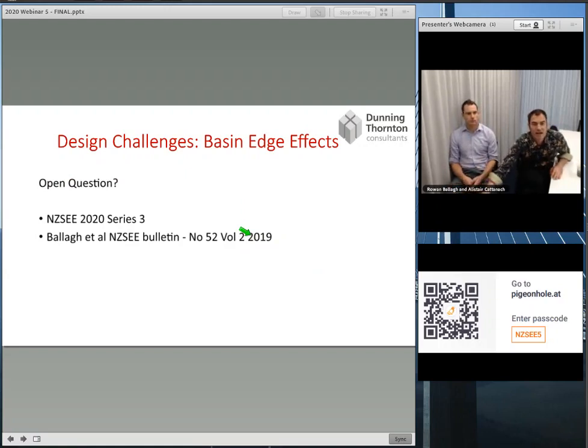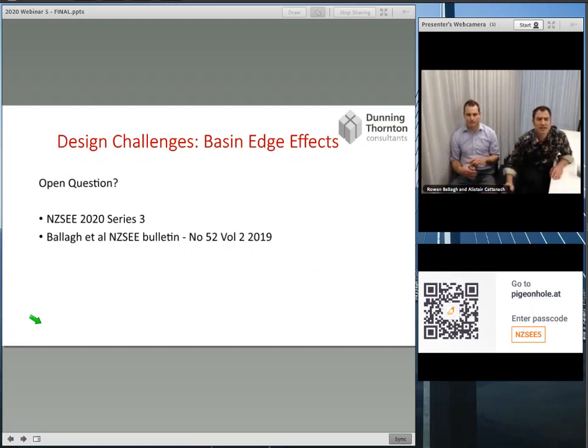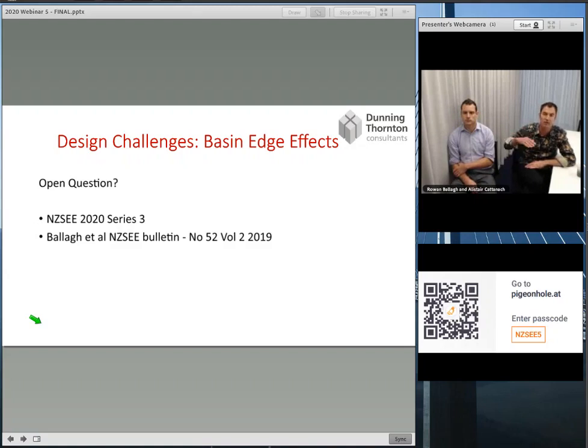Being in Wellington, having gone through Kaikoura, basin edge effects came up in all three designs. It's still an open question. None of our seismologists have yet, we're still trying to get our heads around this. Brendan Coe did a very good presentation a couple of seminars ago in series 3 of this conference about the current thoughts around basin effects, and some really interesting stuff there about reflected waves and how they get trapped under the crust. And I think there's a lot more learnings to come out of that.